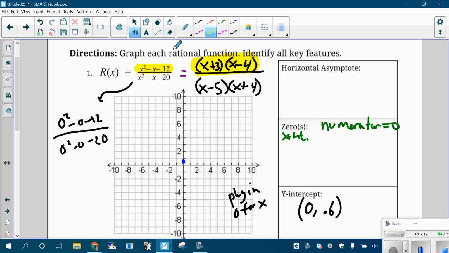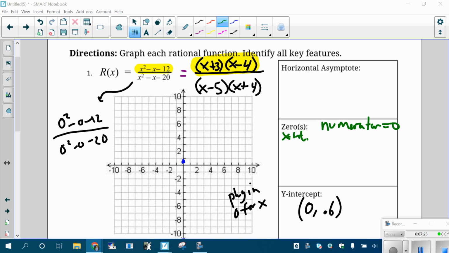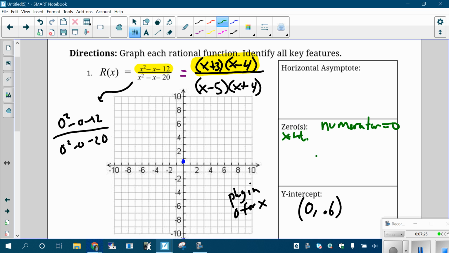Once you have that numerator factored, what are the solutions to the numerator equaling 0? Well, when does (x + 3)(x - 4) equal 0? At -3 and at 4. And those are your x-intercepts. x equals -3 and x equals 4. Okay. We should write them as points. (-3, 0), (4, 0). Okay.